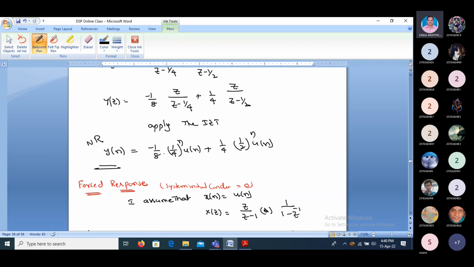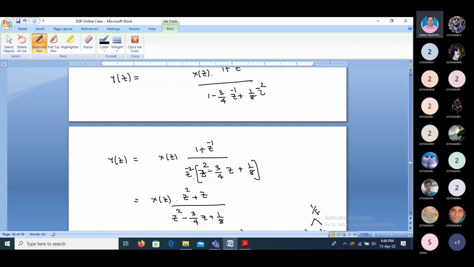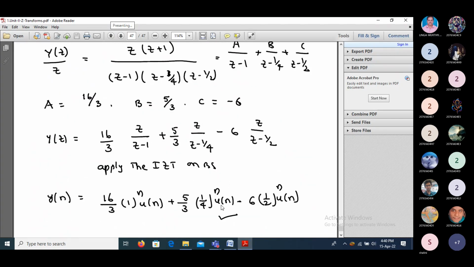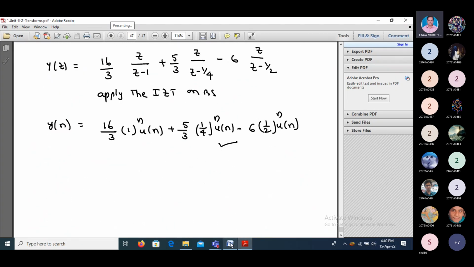So there is a change in the constants here. Coefficients are changed automatically when we go for the forced response. In addition to this, one more term is also added. So this is about the forced response of the given system. If you have any doubt, please ask me.